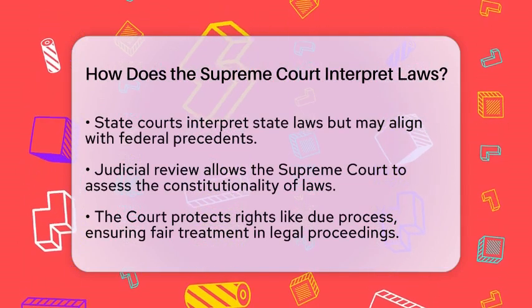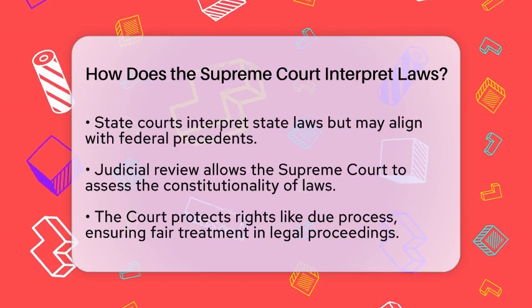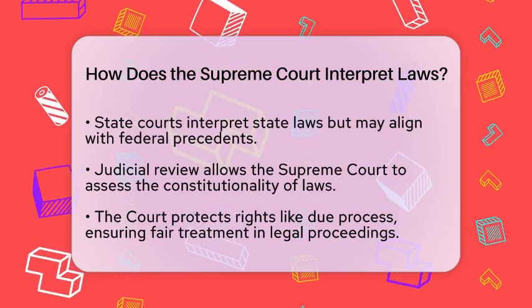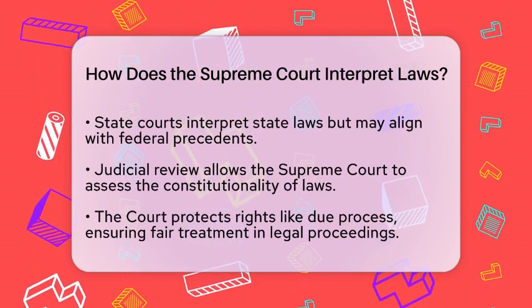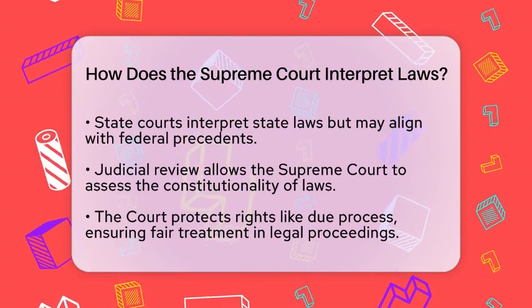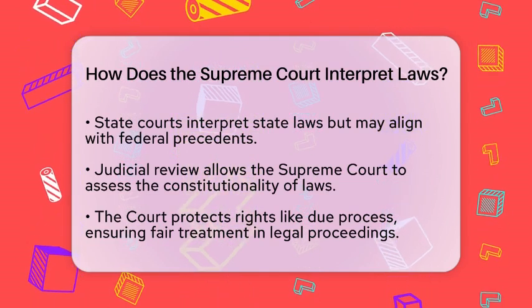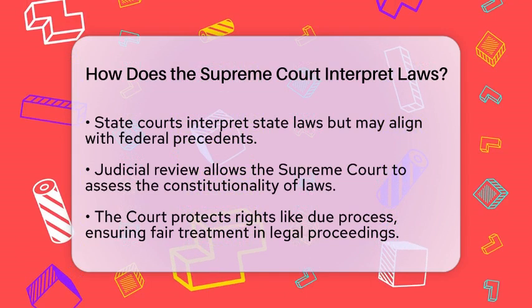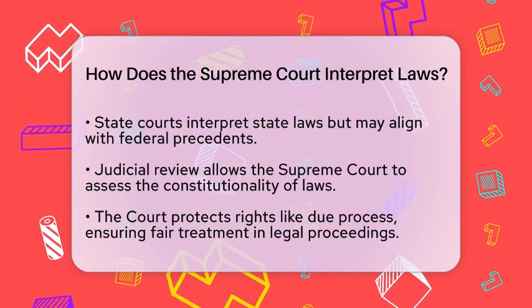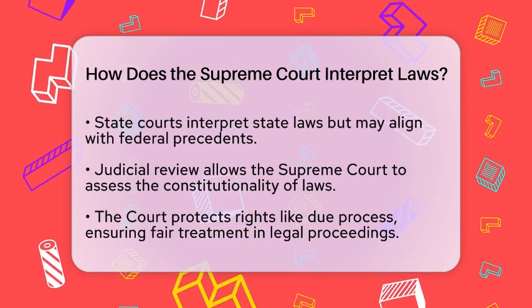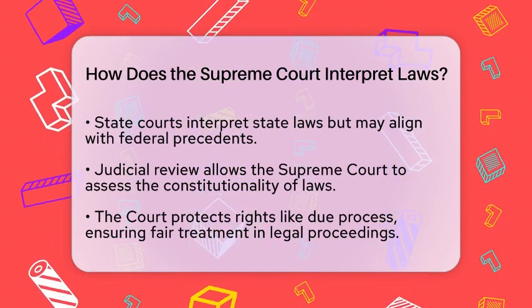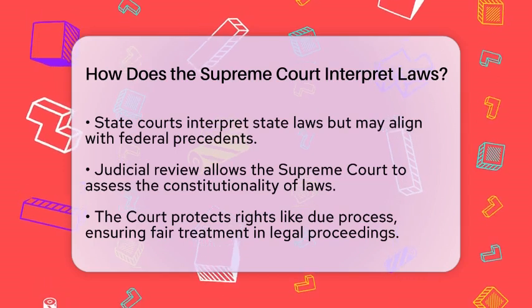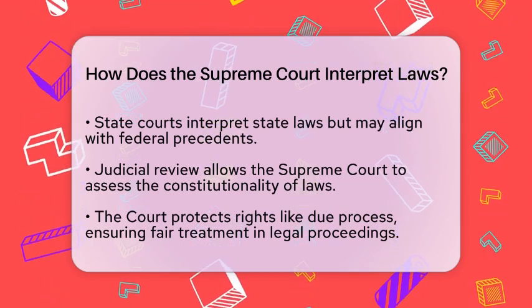Judicial review is another essential function of the Supreme Court. This process allows the court to determine if laws are constitutional. The court ensures that laws do not infringe on rights protected by the Constitution, such as due process. Due process requires fair treatment and the opportunity for individuals to defend themselves in legal proceedings.